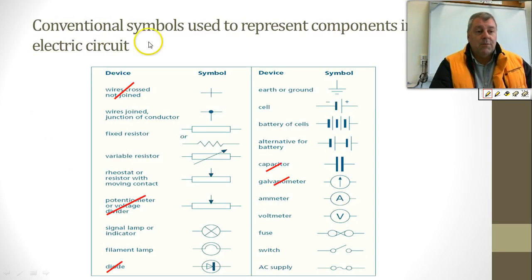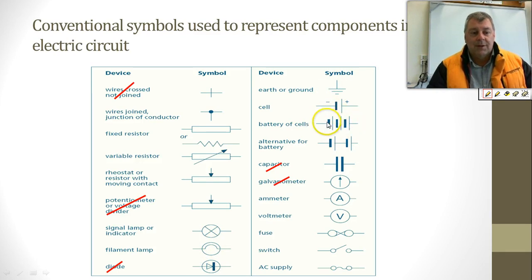Now some of the symbols that we might use: wires joined together. A fixed resistor can be a square or a squiggly line. A variable resistor is one that we can change, so it has an arrow through it. A rheostat is like a big coil which you can slide along and it changes the resistance. That's a lamp, that's a filament globe, which we're getting less and less of nowadays. An earth, we don't use the symbol for. There's a cell, there's a battery of cells, which could be a battery, and that's a series of batteries. A couple of things are crossed off that we don't need to know.